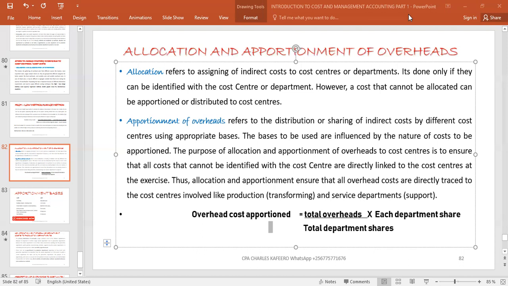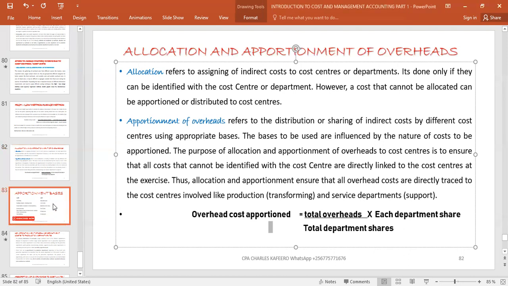I will not mix it with the absorption, because if I mix it, you will get confused. But it's almost the same. First let's do this as for now, then we shall come and talk about how we absorb. Having known what each department is taking from the total, we can now allocate those costs to different departments. So we can proceed to the next slide.